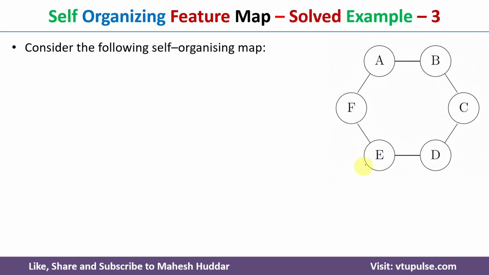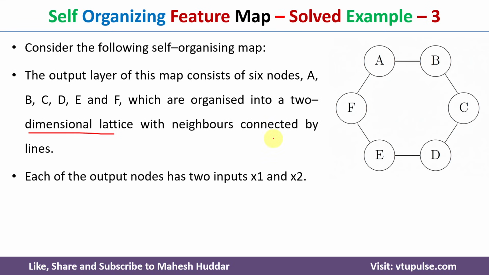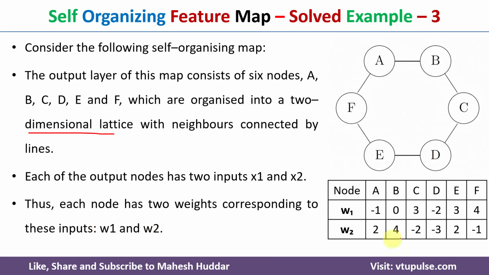Consider the following self-organizing map. The output layer of this map consists of 6 nodes A, B, C, D, E and F, which are organized into a two-dimensional lattice with neighbors connected by lines. Each of the output nodes has two inputs x1 and x2. Thus, each node has two weights corresponding to these inputs, w1 and w2. Initial weights for all the nodes from A to F are given in the table.